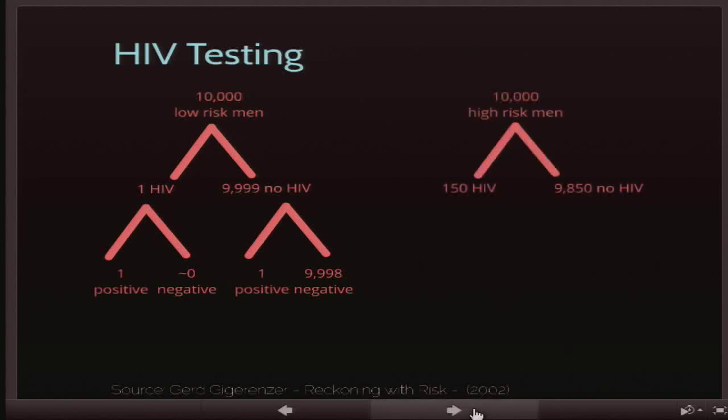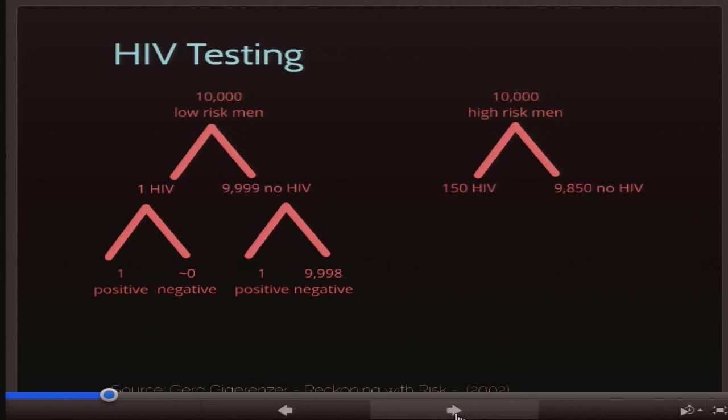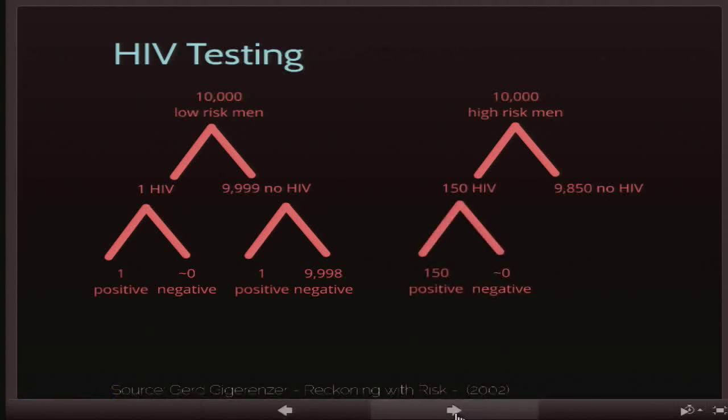Now, with a high-risk population, you'll have 150 or so with HIV, 150 true positives and probably one false positive. Now we've been told that this has got a false positive rate of 1 in 10,000. So we'd be kind of assuming that if you get this result, it's 9,999 times in 10,000 correct. But what are the chances of having HIV, given that an ELISA test comes back positive? It actually depends, our level of certainty depends on which population we're measuring.